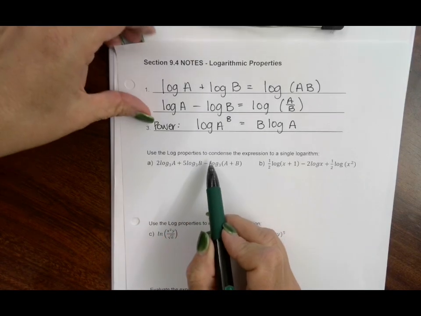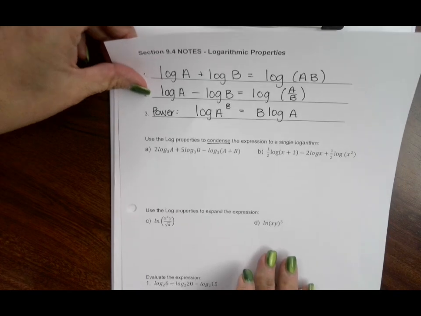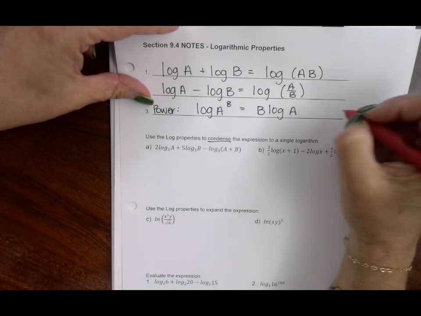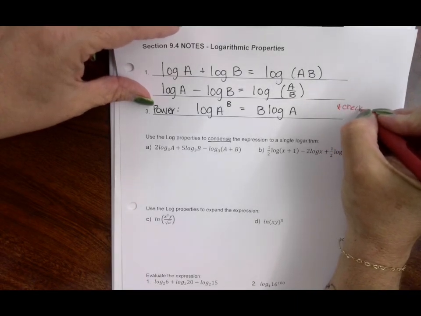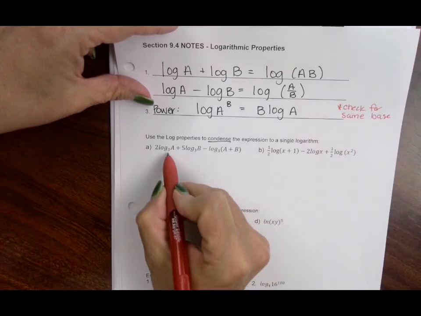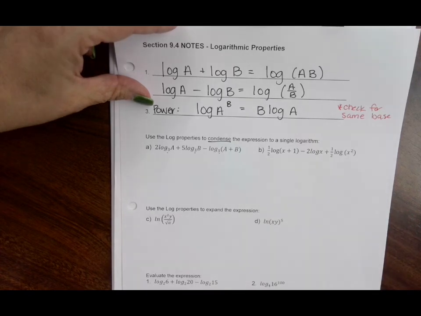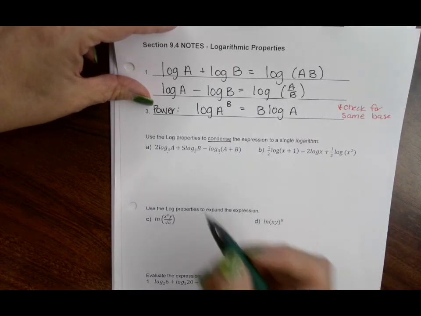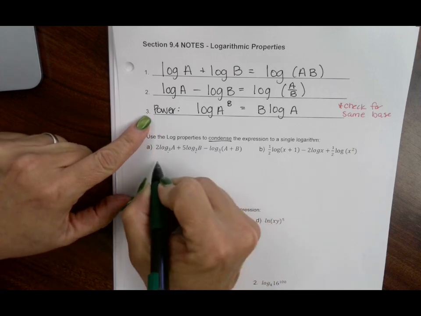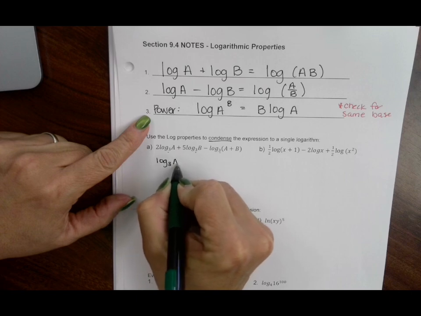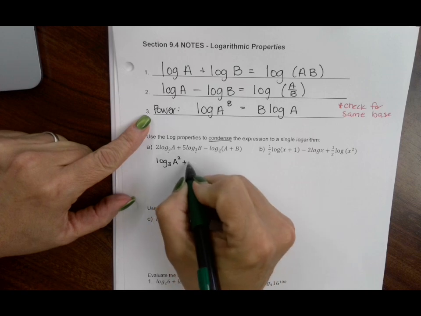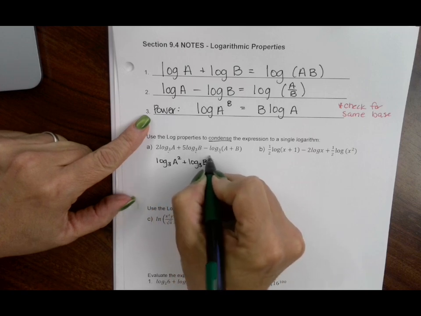Okay, so we're going to use the log properties to condense the expressions into a single logarithm. The first thing that you have to do, in fact, let me make a note here, is you have to check for same base. So here I have a base of 3, and I have a base of 3, and I have a base of 3. They're all the same base, so I can combine them. I'm going to do my power rule first. This whole thing condenses to log base 3 of A squared. The 2 that I have out front becomes the squared. The second one becomes log base 3 of B to the 5th.